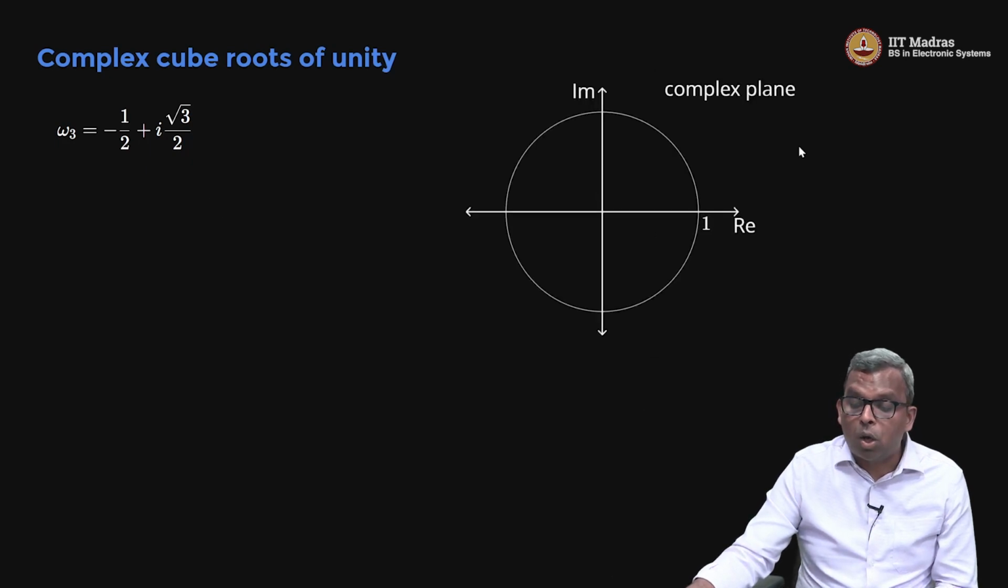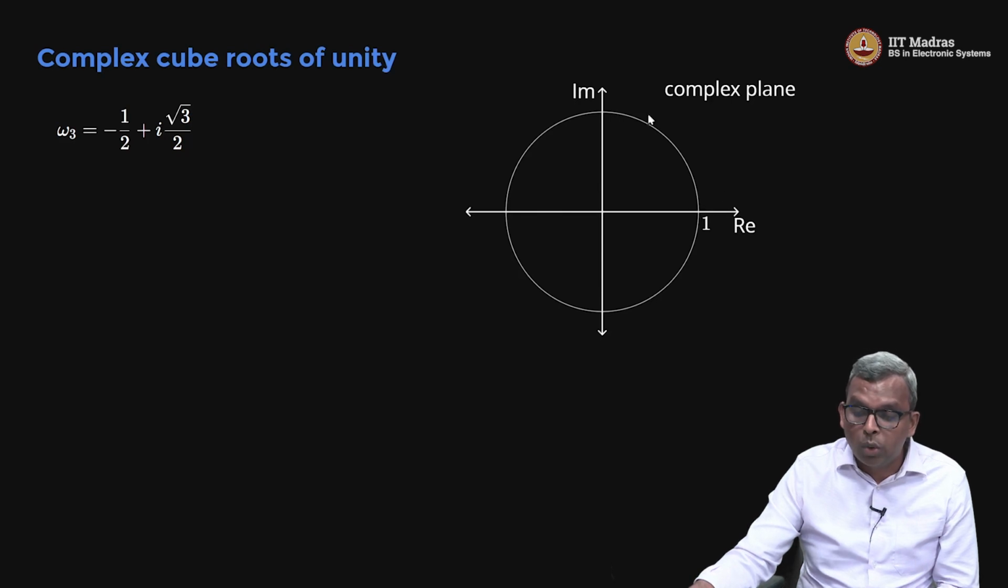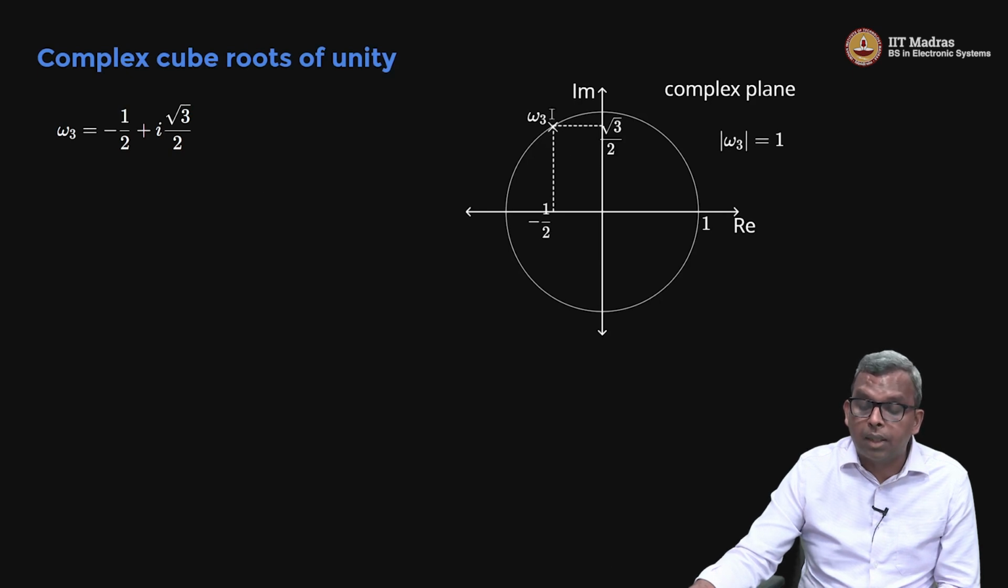So I can represent it in the complex plane. This is my complex plane. I have the real component on the x-axis and the imaginary component on the y-axis. Every point in this plane is a complex number, x plus iy. This is a unit circle, and I've shown a 1 here because this point is 1. Its radius is 1. This omega 3 happens to have absolute value 1. You can see it: 1 by 4 plus 3 by 4 is 1. So it will lie on the unit circle, with x coordinate, the real part, minus half and y coordinate, the imaginary part, root 3 by 2. So that's where it lies.